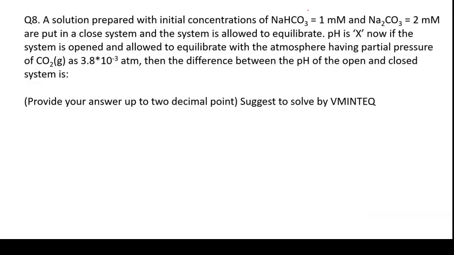We'll see the next question. A solution prepared with initial concentration of NaHCO3 1 millimolar, Na2CO3 2 millimolar are put in a closed system and the system is allowed to equilibrate. pH is X. Now, if the system is open and allowed to equilibrate with the atmosphere having partial pressure of CO2 3.8 into 10 raised to power minus 3 atm, then the difference between the pH will be.